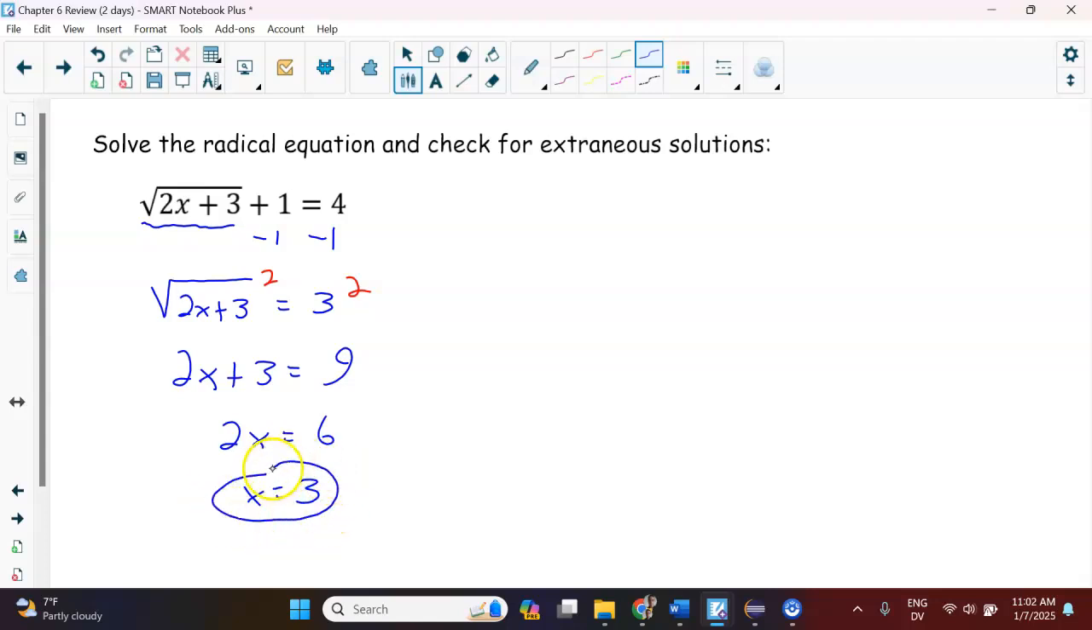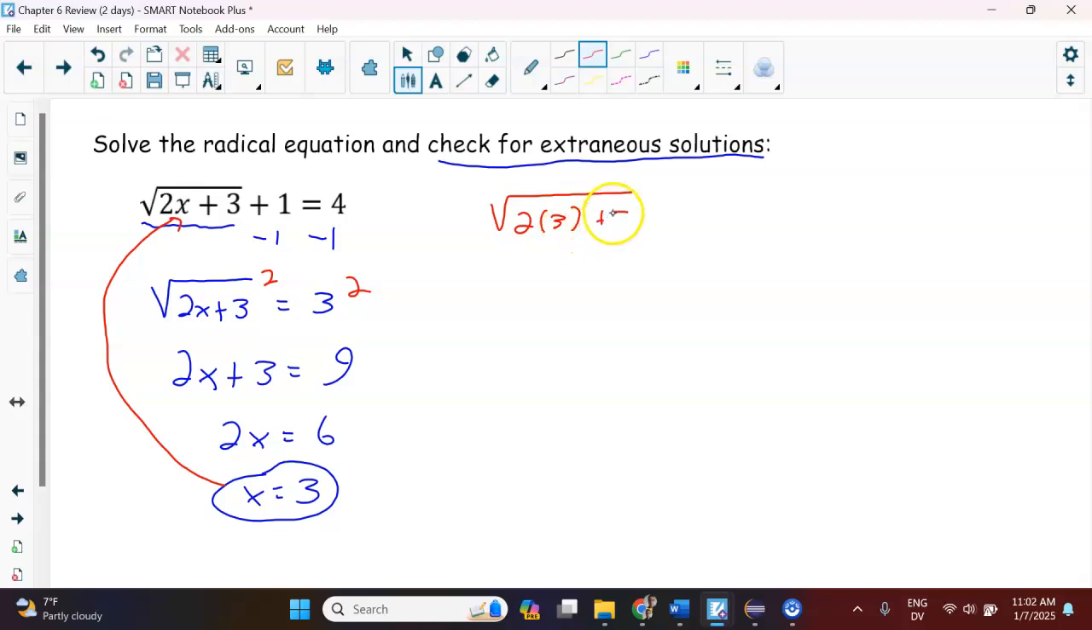Okay, and then there's a huge piece here. On these ones, they even say you have to check for extraneous solutions. So that means we have to verify if this is a good answer or not. And we do that by just plugging it in and seeing if it works out. Okay, and if it doesn't work out, then that's called extraneous. So put the 3 back in there for x. Sorry for the bad handwriting there. But just kind of do the math.